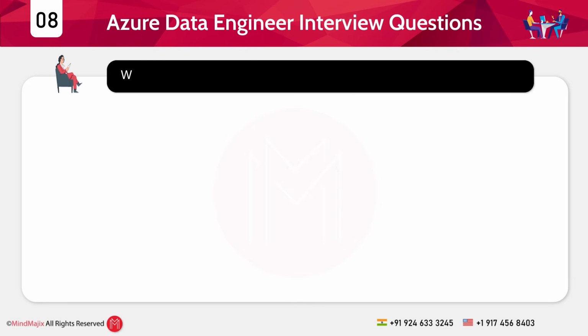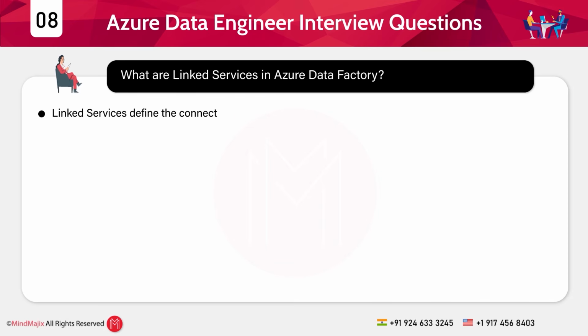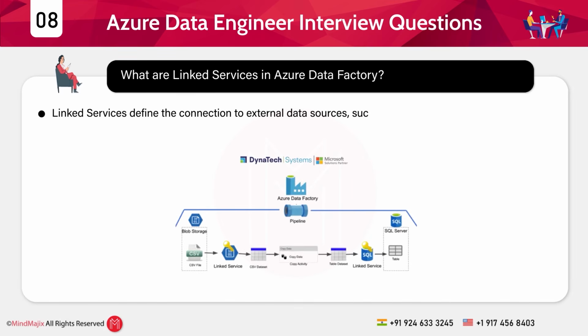The next question is, what are the linked services in Azure Data Factory? Linked services define the connection to external data sources such as databases, APIs, or storage accounts. Think of them like connection strings. For example, if your pipeline needs to move data from Azure blob storage to SQL Server, for that you would create two linked services. One for the blob and the other one for the SQL Server.